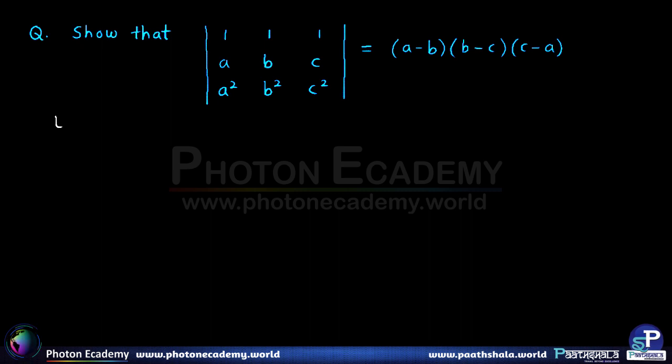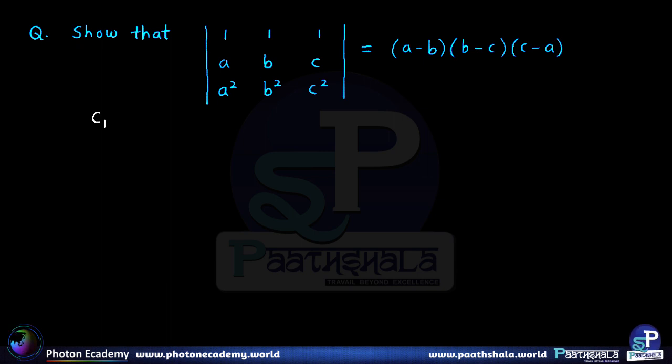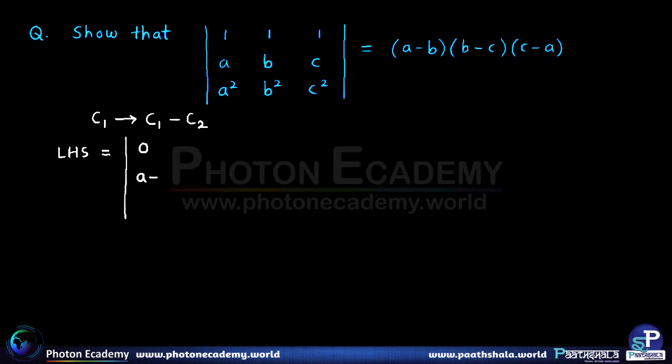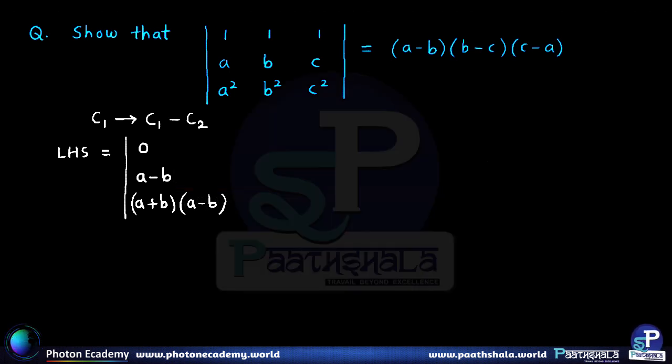So we have column 1 changed to column 1 minus column 2. So that gives us the left hand side equal to 1 minus 1, 0. We have A minus B, and A square minus B square can be factorized as A plus B into A minus B. Now the other two columns remain unchanged, that is 1, B, B square and 1, C, C square.